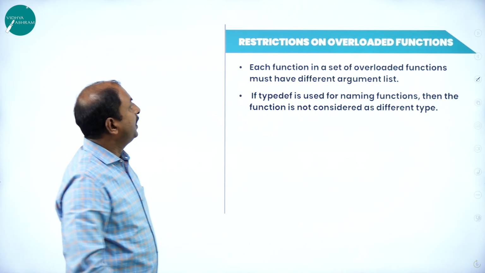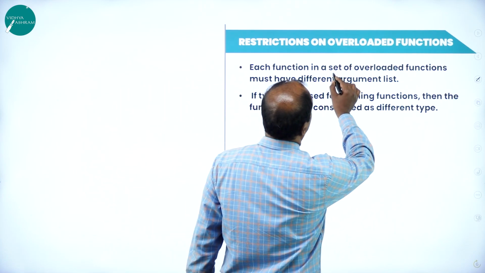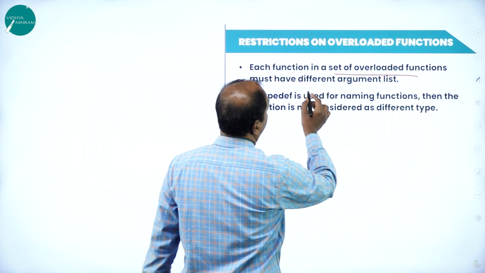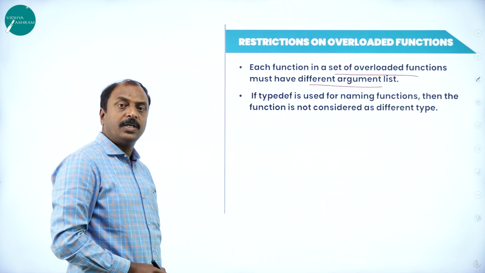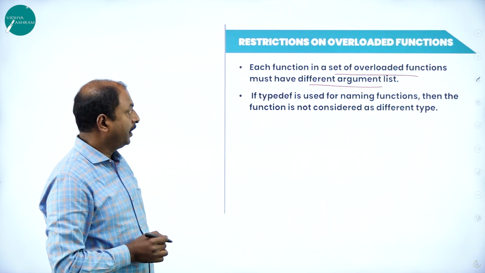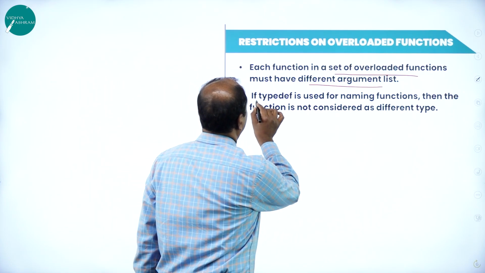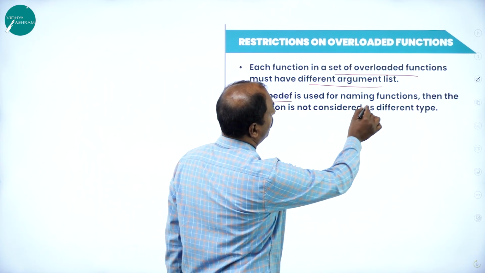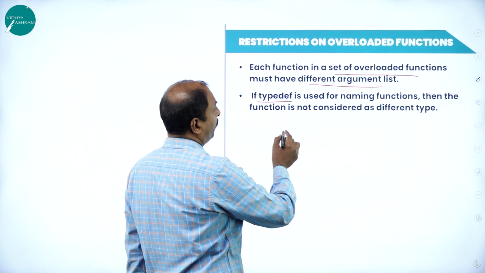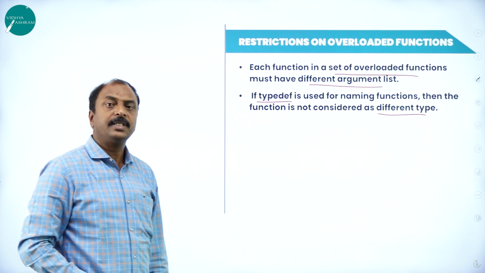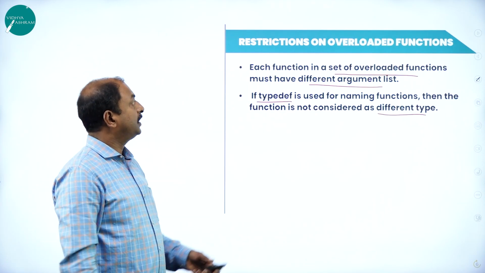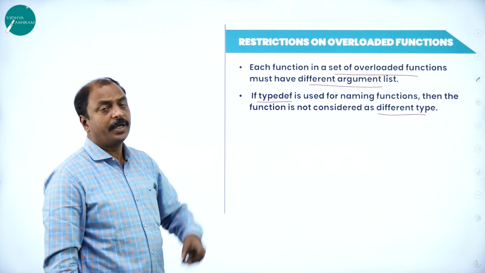And again, each function in a set of overloaded functions must have a different argument list. So this is the condition or the feature of function overloading. And here, if typedef is used for naming a function, the function is not considered as a different data type. It is considered as the same data type. So this is the restriction of overloaded functions.